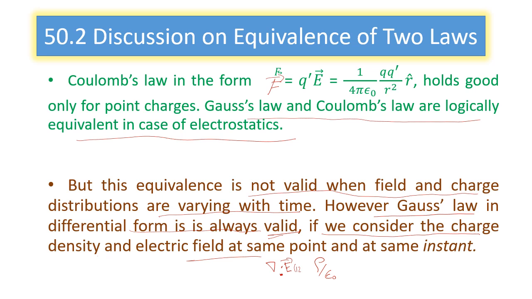If it is at 12 o'clock and it is also at 12 o'clock, then okay, divergence of E is equal to rho by epsilon naught. That is guaranteed. Therefore, this is the most general form of the variation of electric field.